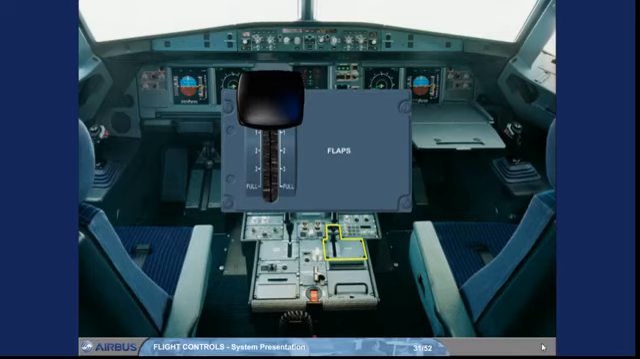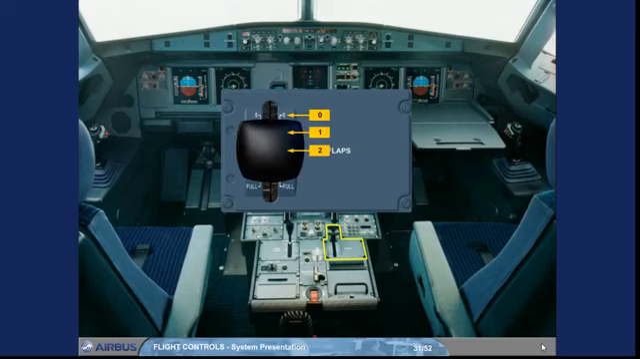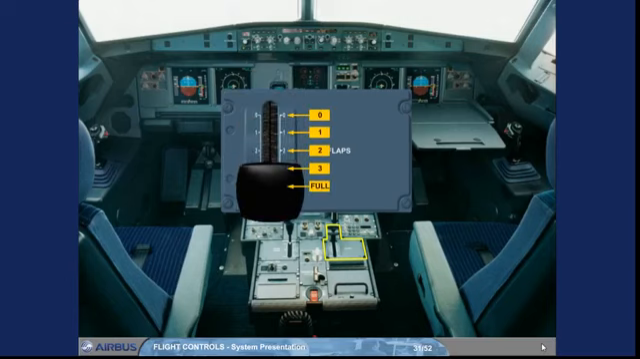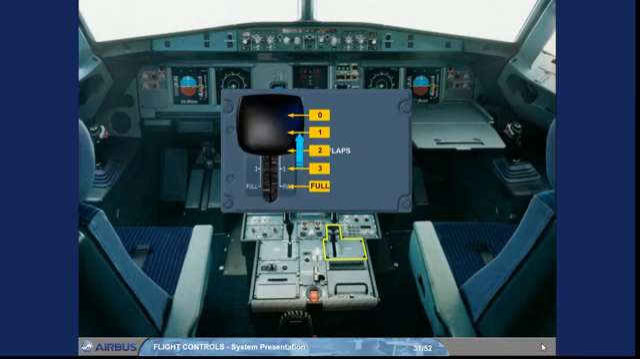The flap lever has the following positions: 0, 1, 2, 3, and full. Also, the flap lever can be set from position full to only position 3, from position 3 to position full or to position 2, or directly to position 1, from position 1 directly to position 3, or to position 2, or to position 0, from position 0 to only position 1.